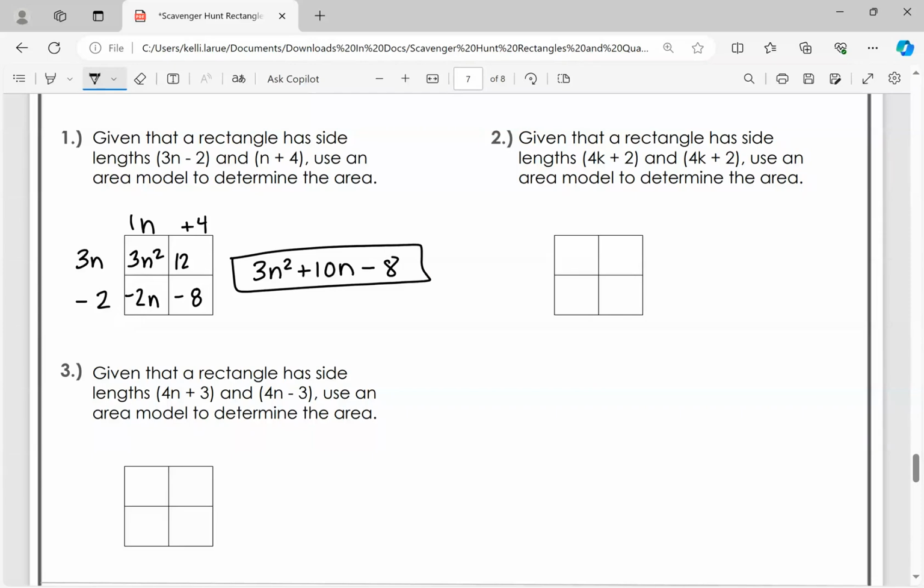Okay, looking at number 2. Oh my goodness, sorry, I accidentally erased. I'm trying to put that back there.